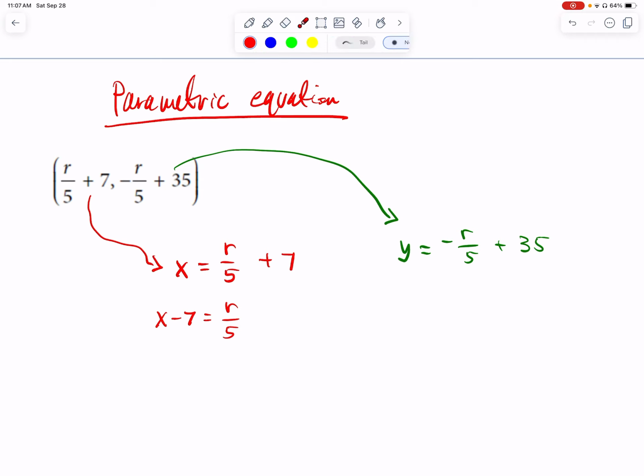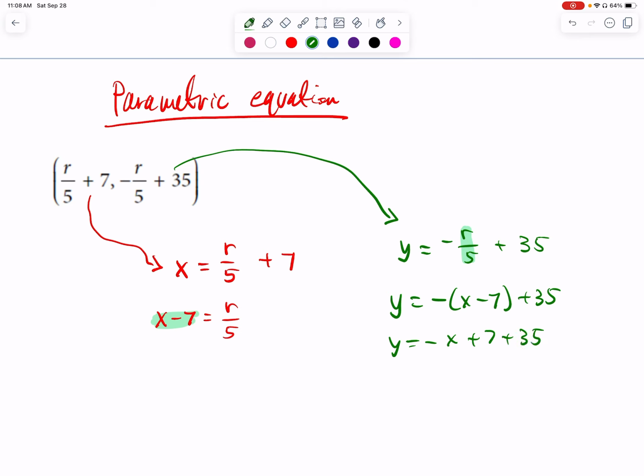Now, ordinarily, I would multiply by 5 over here, but notice what I have in the second equation. It already has r over 5. There's a negative sign in front of it, but that's okay. What I'm going to do is take this x minus 7 and substitute it in the place of r over 5 because it's the same thing. So I have my new equation as y is equal to negative x minus 7 plus 35. Distribute your negative sign. y is equal to negative x plus 7 plus 35.